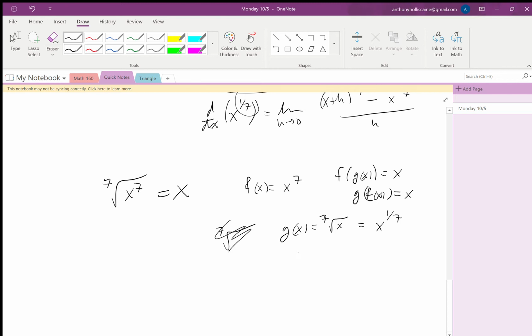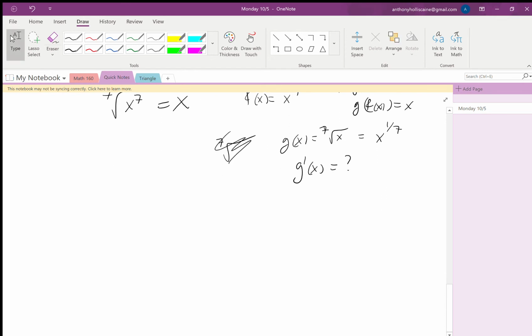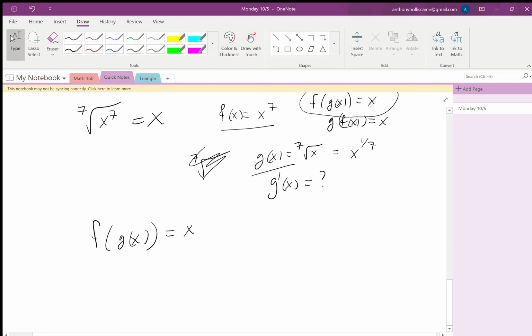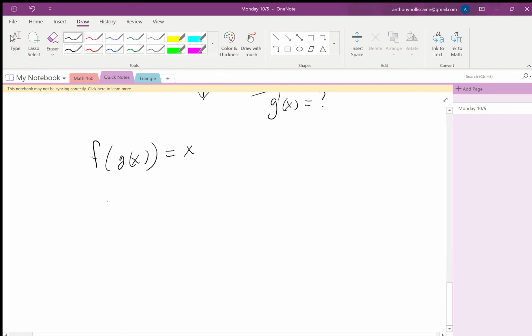So let's say we didn't know what g prime of x was supposed to be. What is this supposed to be? Well, we can say f of g of x, so let's go back over here. Here's f and here's g, and if I put them together, I get x. So f of g of x is x, and in fact I could just write out what this really is. This is the 7th power of g of x is x. And now, let me give myself a little bit more room. I'm going to take the derivative of both sides.